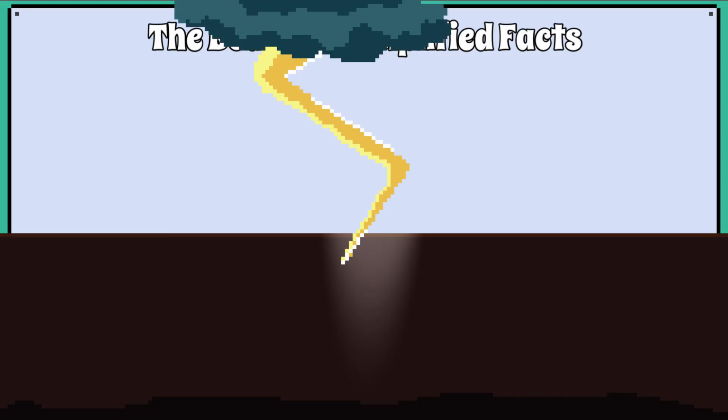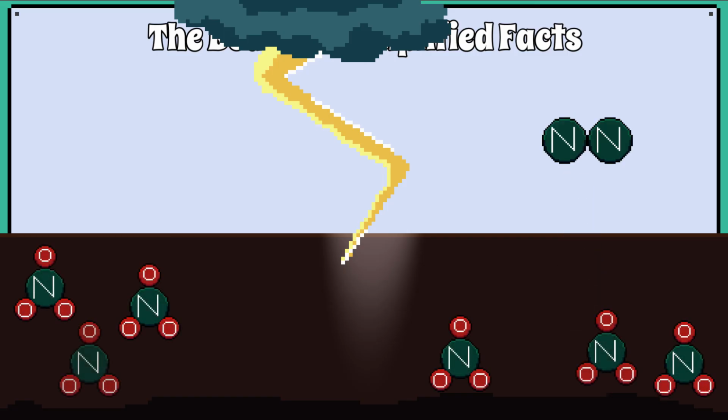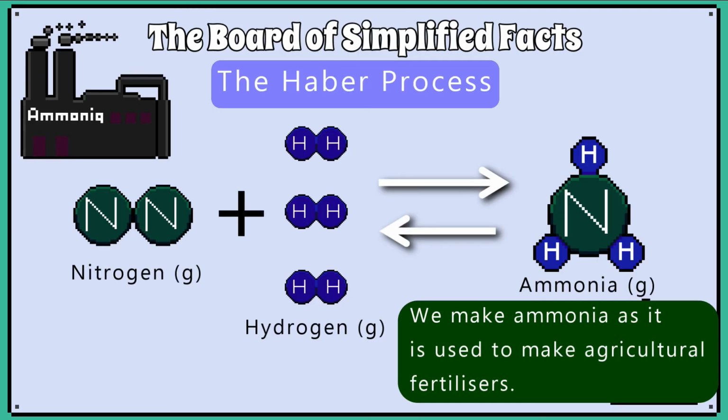Lightning can also convert nitrogen gas into nitrates, mainly because of the high temperature produced by the lightning bolt, breaking the nitrogen gas molecule apart, and the nitrogen atom is then absorbed into the soil and converted into nitrates. Industrial processes, such as the Haber process, also fix nitrogen by converting nitrogen gas into ammonia.